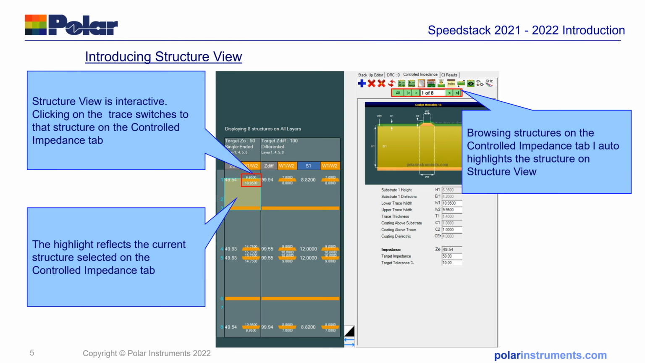This is an interactive view, so as I said before, clicking on the trace switches to the structure on the controlled impedance tab. Once you've highlighted that, you'll get a highlight blue box around the particular structure you've selected. Likewise, browsing structures on the controlled impedance tab also highlights the structure you've selected on the structure view.